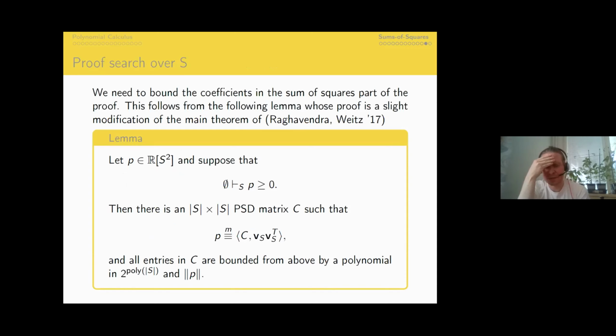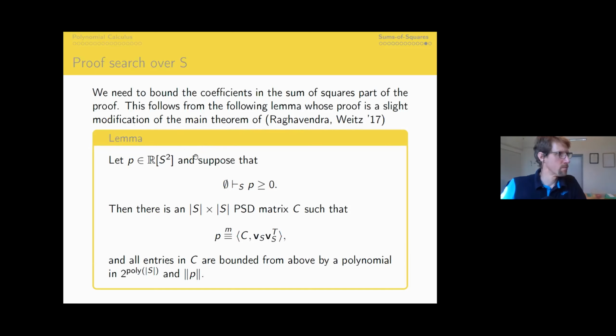So for the proof search, I'm just gonna say some things quickly. So we have bound the coefficients in the lifts of the axioms, but we need to bound the coefficients in the sum of squares part also. But this follows from the following lemma, which is a slight modification of a special case of a theorem of Raghavendra and Weitz.